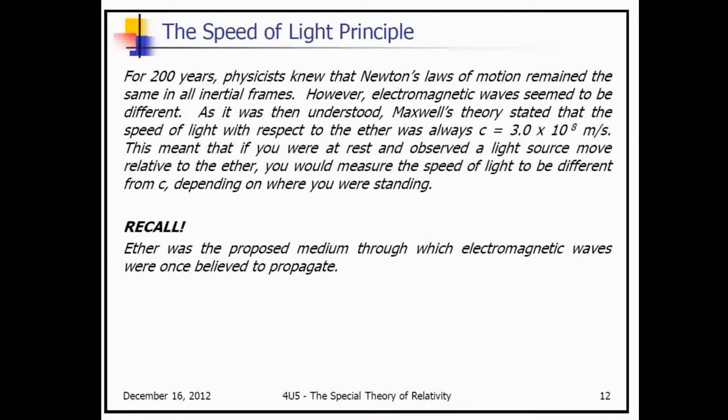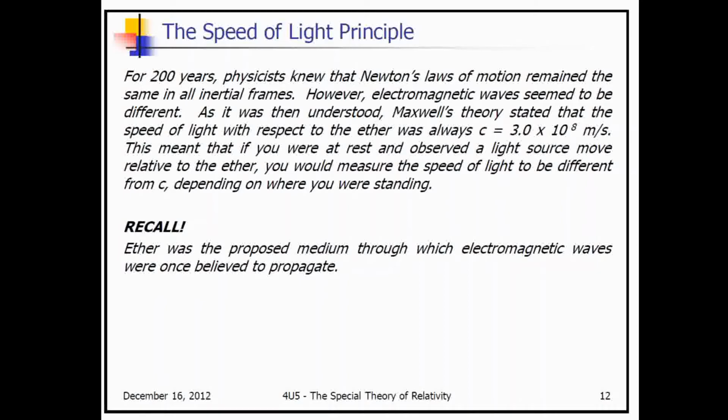So what changes things is actually the speed of light. Now you may know that the speed of light is a constant value, but at the time that wasn't known. So for 200 years, physicists knew that Newton's laws of motion remain the same in all inertial frames. However, electromagnetic waves seem to be different.